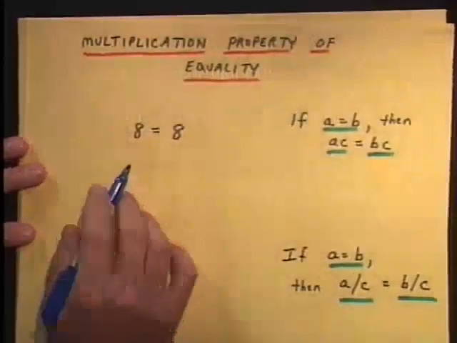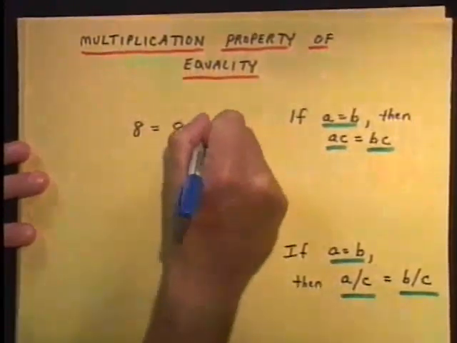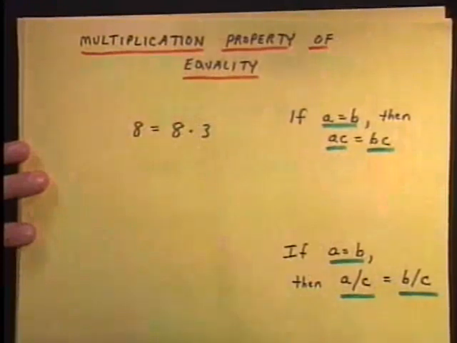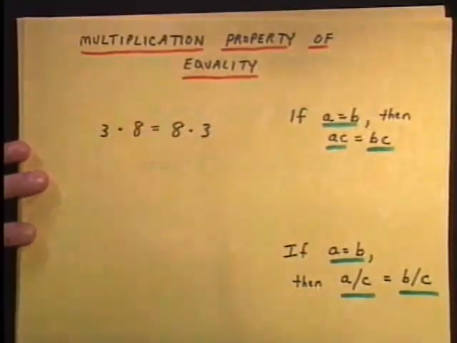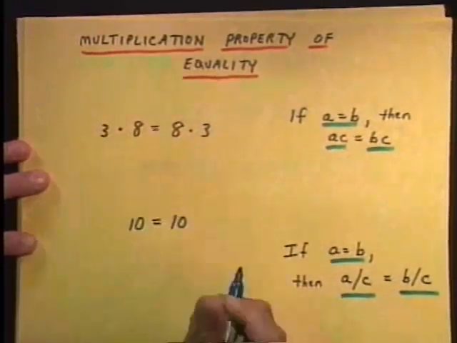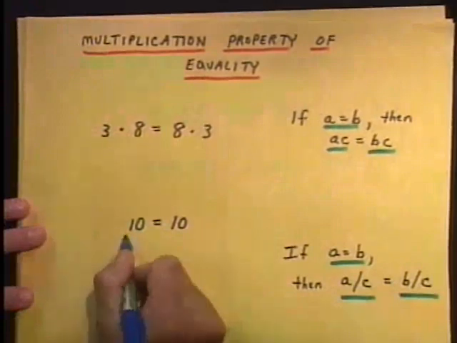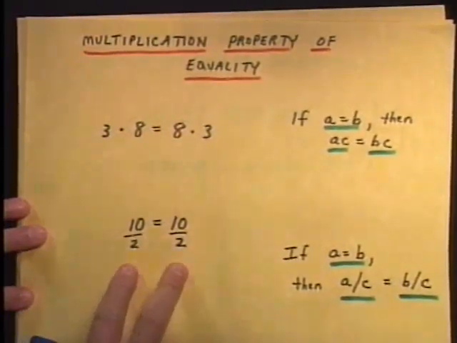So going back to some examples, 8 equals 8 using the multiplication property. If I go multiplying this side of the equation by 3, to keep it balanced, I must multiply both sides by 3. Or let's say I have 10 equals 10. If I divide both sides by 2, why do they call this the multiplication property, Young?